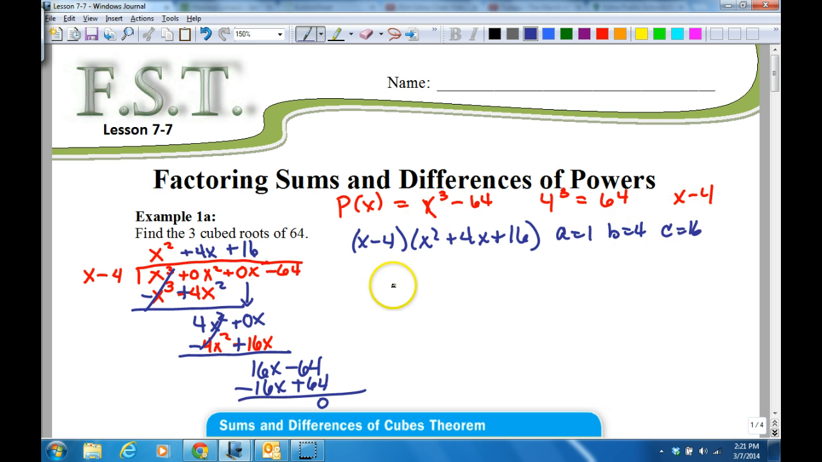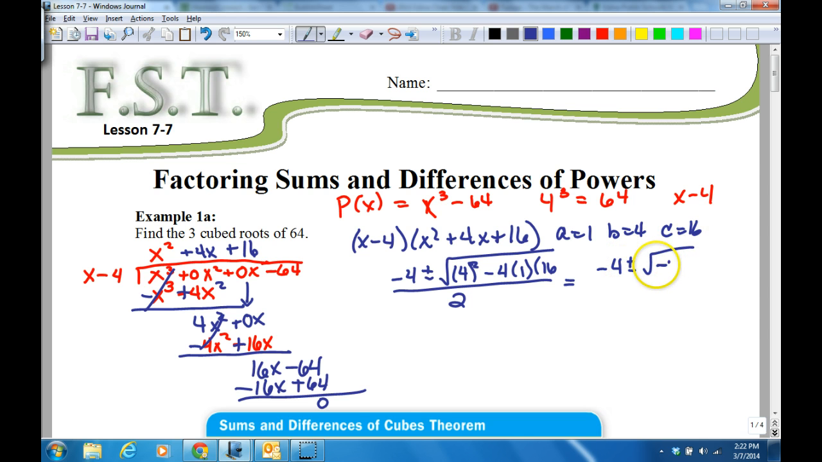So this will be minus 4 plus or minus the square root of 4 squared minus 4 times 1 times 16, all over 2a, which happens just to be 2. Now, if I were to calculate the discriminant itself in my calculator, I would end up with the square root of negative 48.